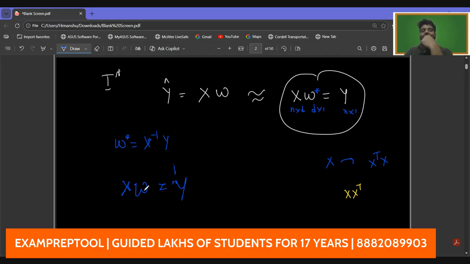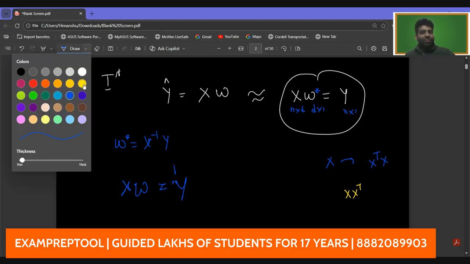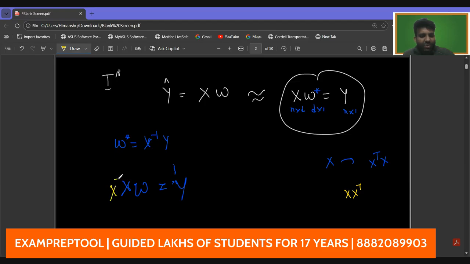Now how can I bring something square matrix? So I need to convert this side into the square. How would I convert? I will pre-multiply on both the sides by x transpose. If I do that, I'll be getting x transpose over here and x transpose over here. So the overall equation becomes x transpose xw equals x transpose y.